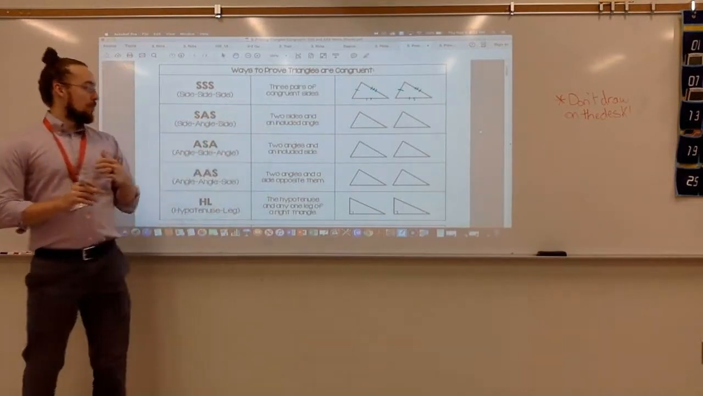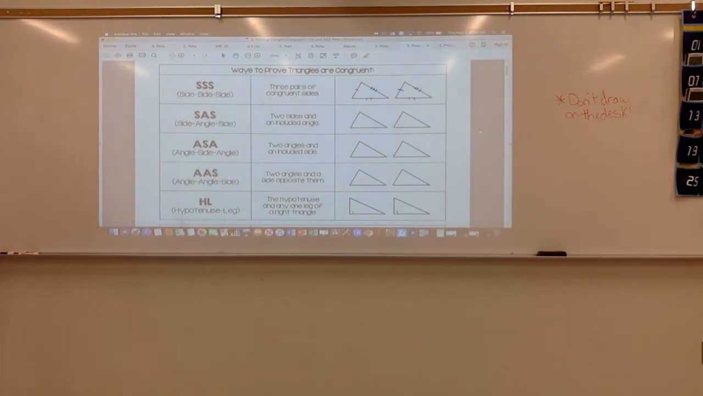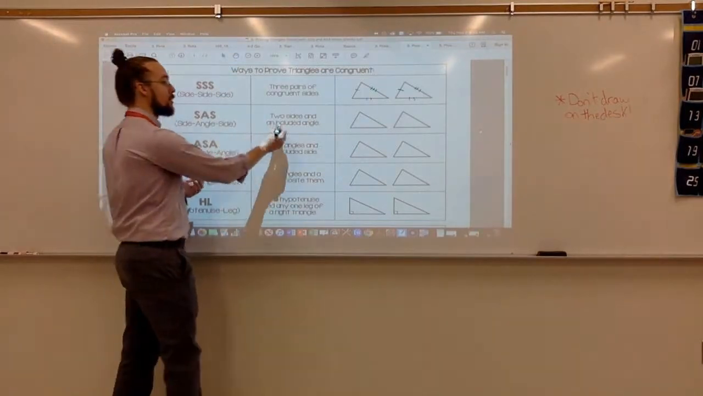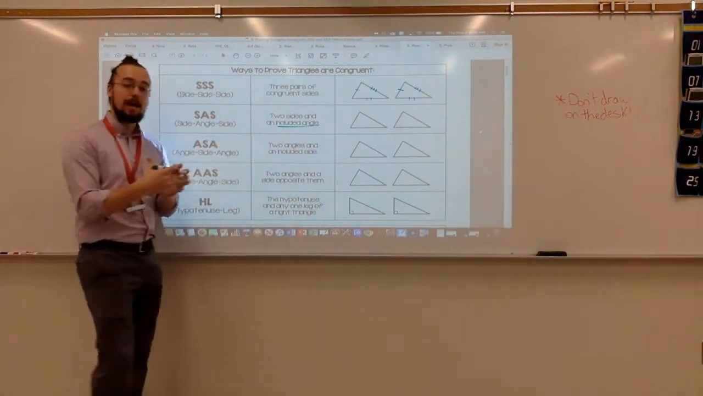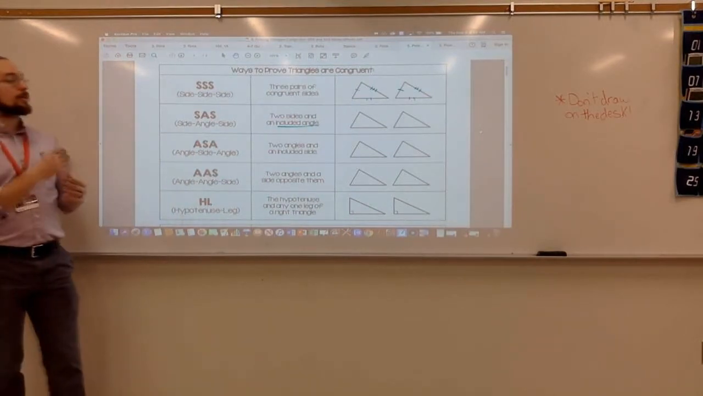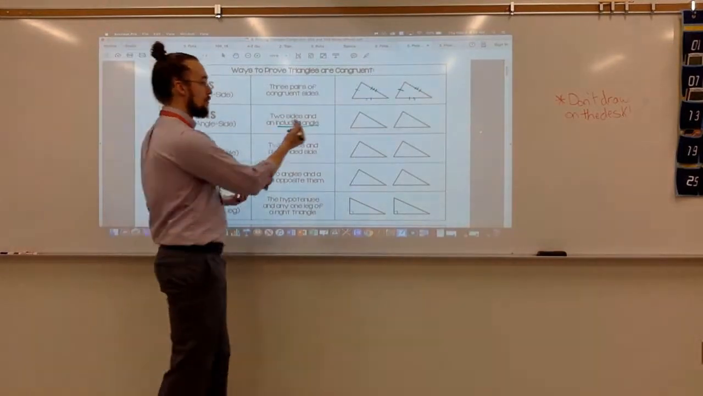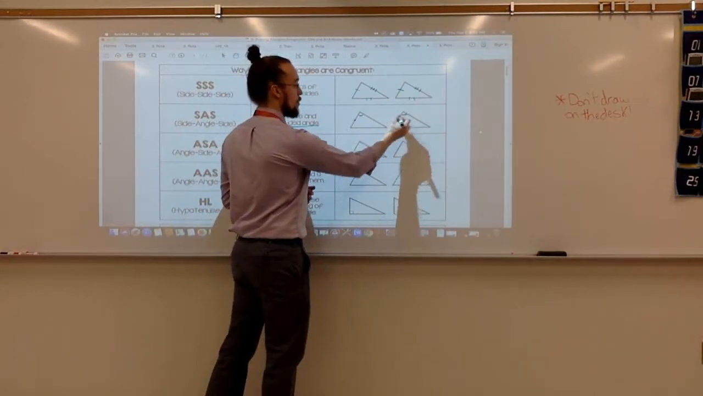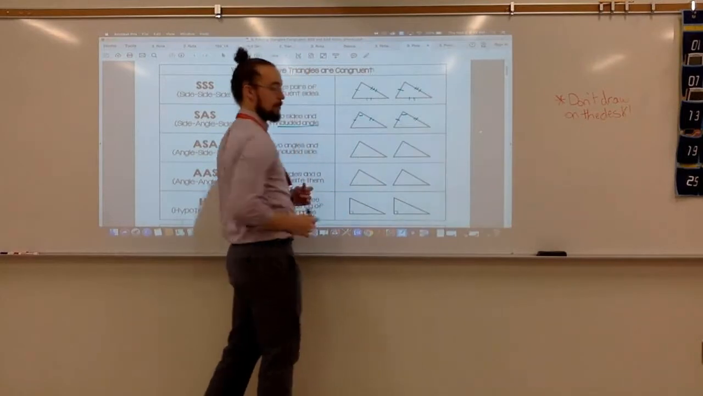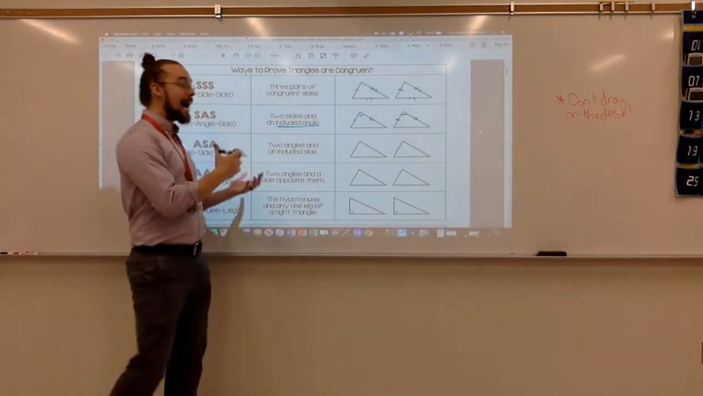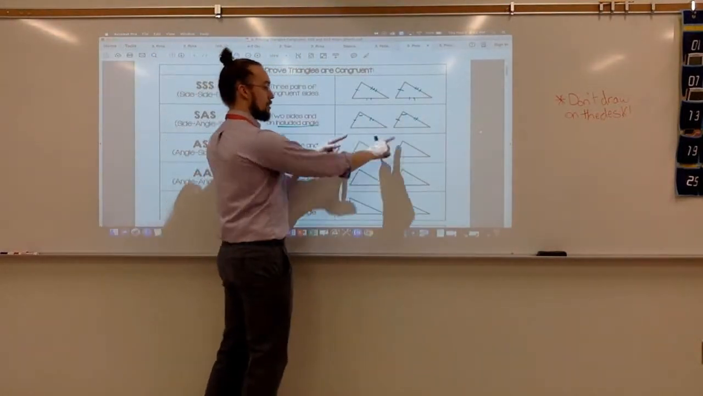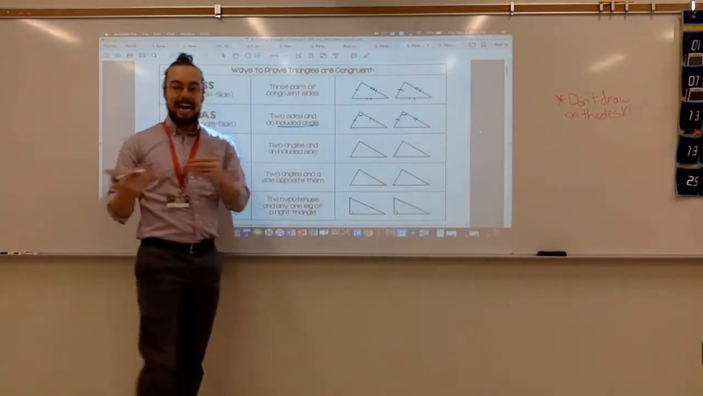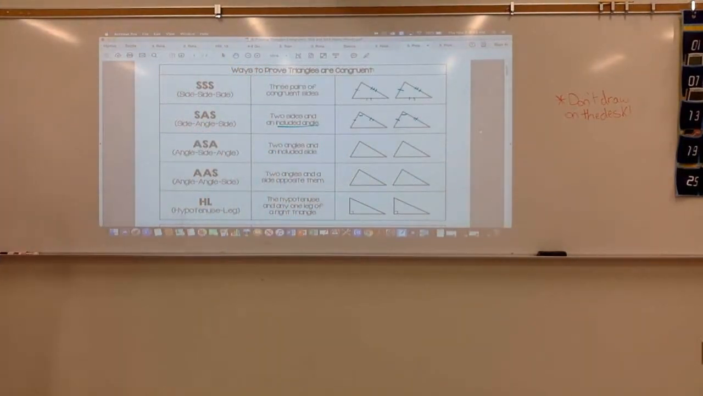Alright, the next one. If I can show the 2 sides and the angle between them, that's what it means by included angle. It has to be the angle between them. It cannot be an angle outside of them. So, for example, if I can show this pair of sides, this pair of angles, and then this pair of sides, it could not be these 2 sides and then these 2 angles. It cannot be an angle that's not between the 2 sides we're showing congruence.